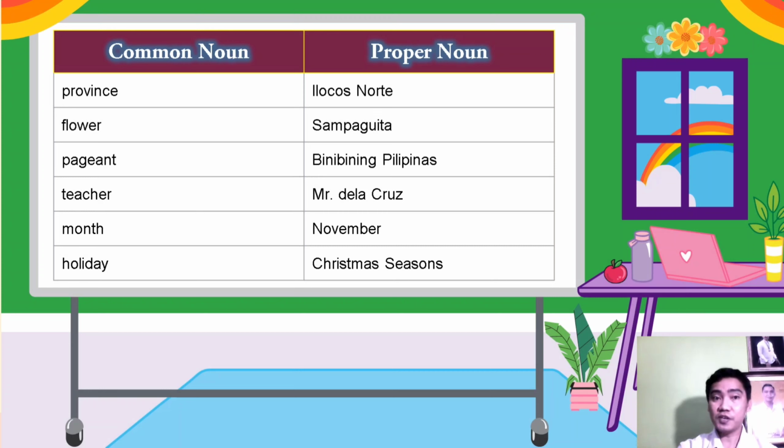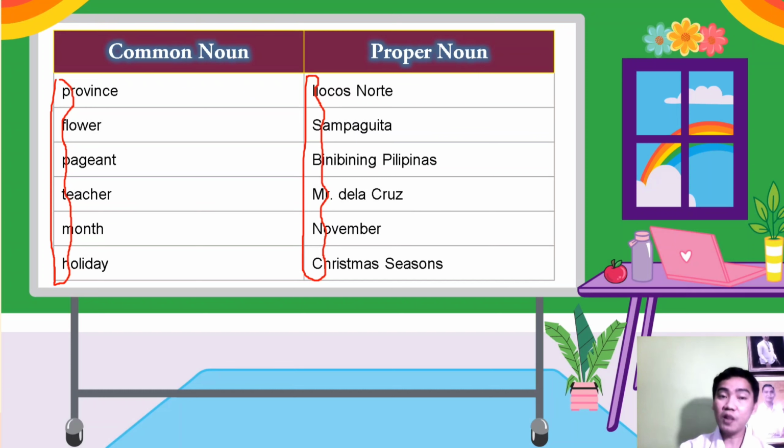If you can observe, we are correct in mentioning a while ago that common nouns must start with a small letter, or they are not capitalized. And proper nouns must start with a capital letter. So as you can see here, I am encircling this letter. Common nouns start with a small letter, and proper nouns must start with a capital or big letter. So that is one of the clues that you need to understand.